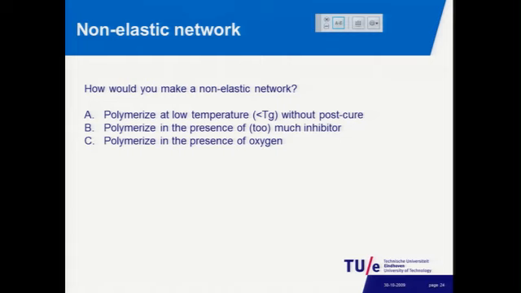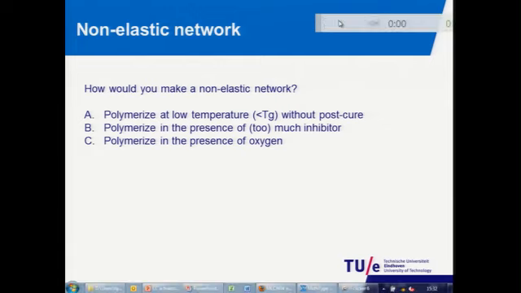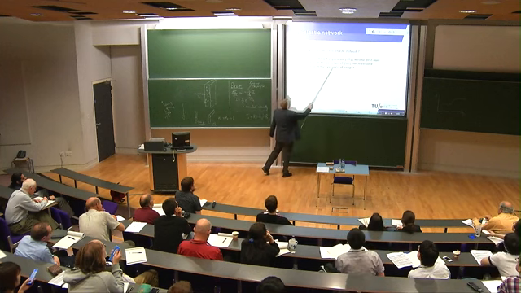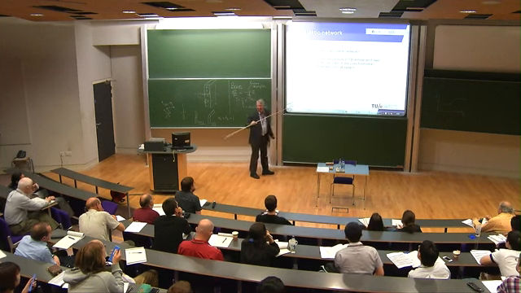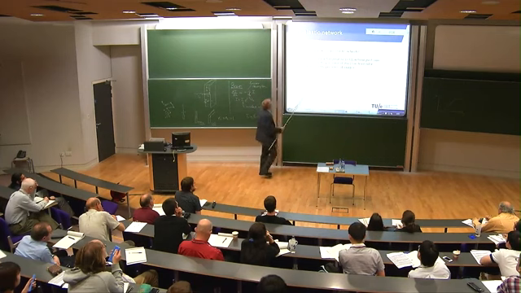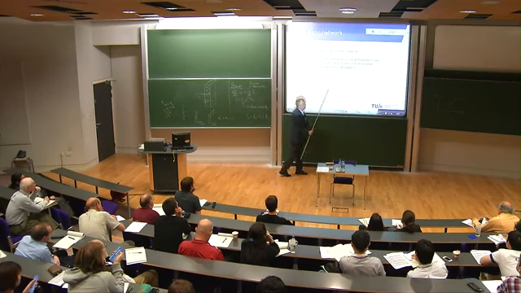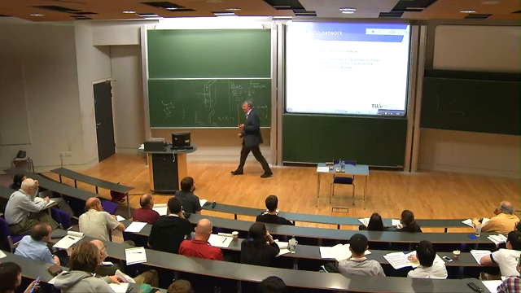Brings me to the next question. How would you make a non-elastic network? Can you do this by polymerizing at low temperature without any post-cure of the system? Can you do this by polymerizing it in the presence of an inhibitor in the system? Or can you do this by polymerizing it in the presence of oxygen?